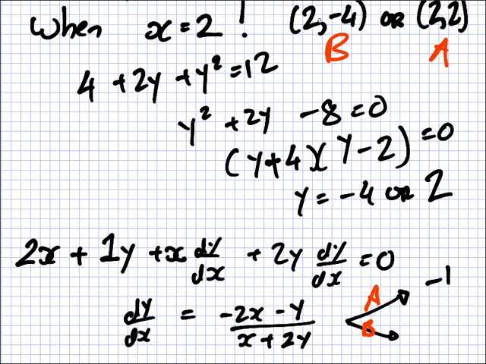Now I'll put in this one, (2, minus 4). So that's minus 4 minus minus 4. Yeah, it's 0. So they're the two answers.